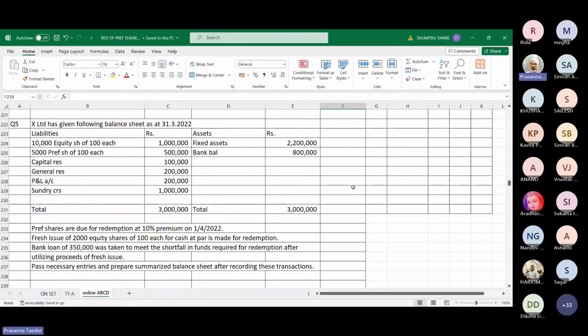And also the entries. I think entries are pretty simple. We have a fresh issue of 2,000 shares, so that should not be a problem. Then we have redemption of preference shares at 10% premium. You'll have to see whether CRR is required. If so, you can go ahead with CRR also. And then a bank loan of 350,000 was taken for the shortfall. So I think the entries are fairly simple. Will you try this?